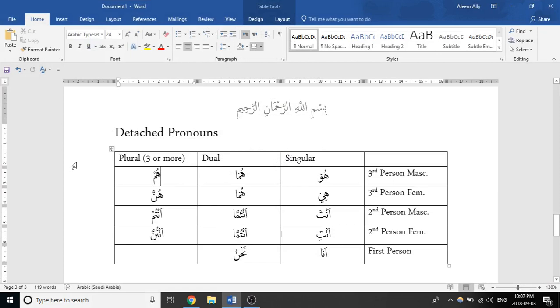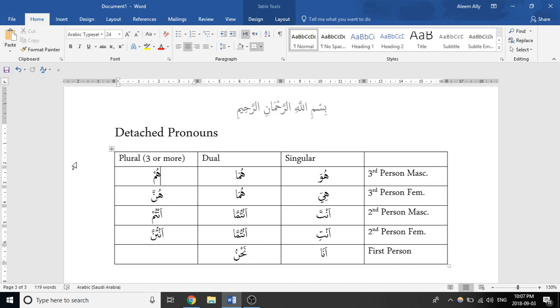Detached pronouns. So what exactly is a pronoun? In Arabic, a pronoun follows under the definition of ism, which is anything that's not a harf or a fi'l. And that essentially includes person, place, thing, adjectives, adverbs, and pronouns. So a pronoun is essentially a replacement word for a noun. So rather than constantly saying that noun, you put a pronoun in its place in order to beat out repetition.